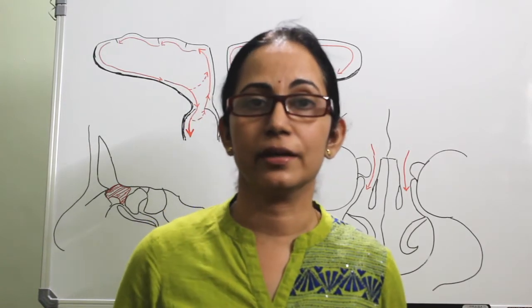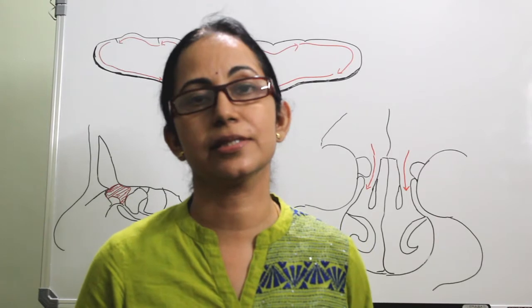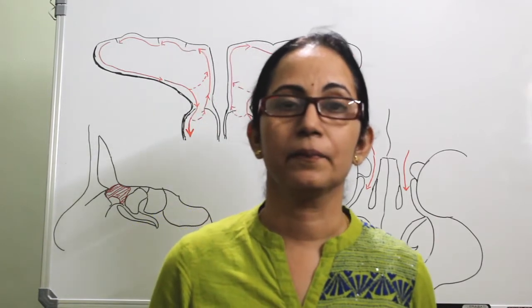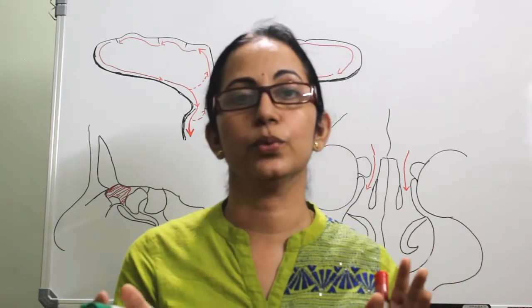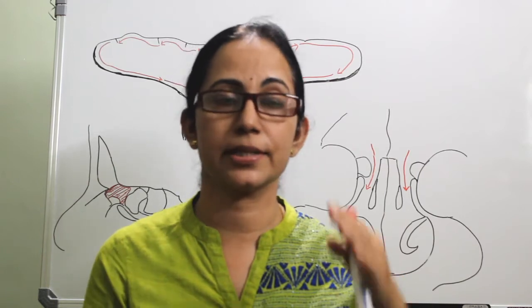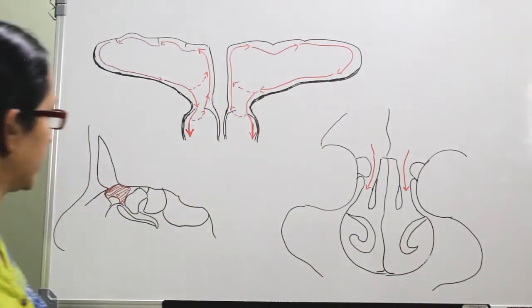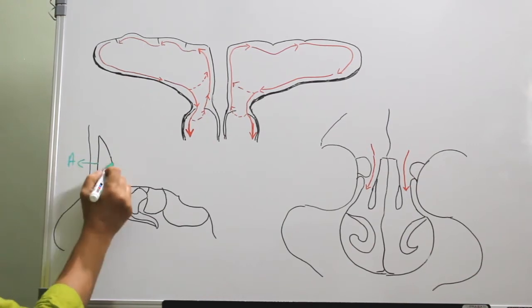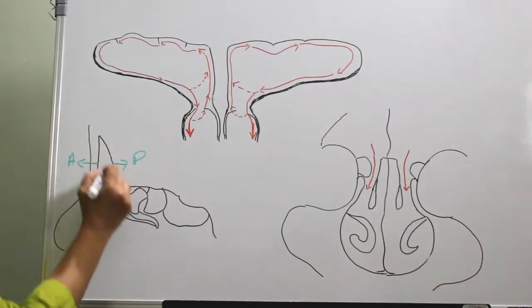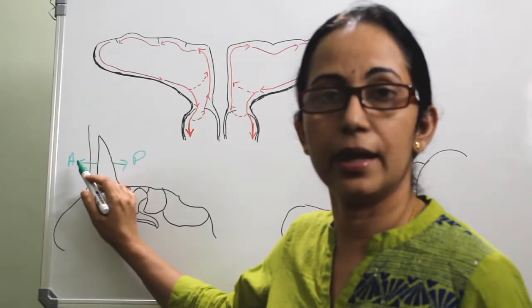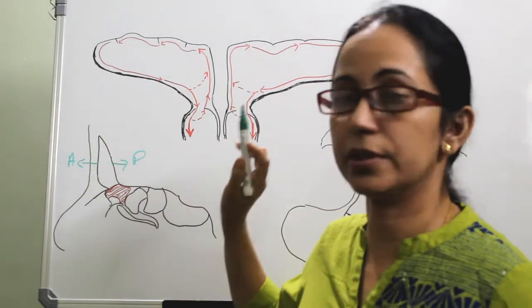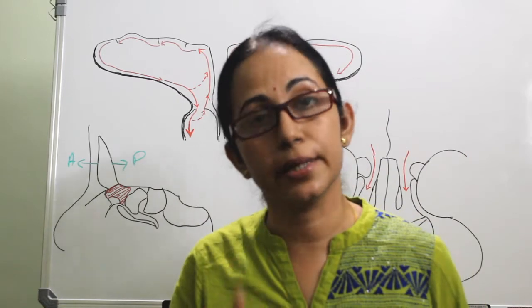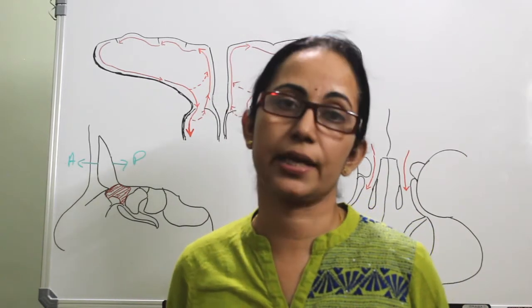And one more thing regarding the frontal sinus is that it is usually asymmetrical, and it has got two walls, that is the anterior wall and the posterior wall. Here also you can see that it has got an anterior wall and a posterior wall. This is a frontal sinus. This is the anterior wall and this is the posterior wall, and this anterior wall is diploic and the posterior wall is cancellous.